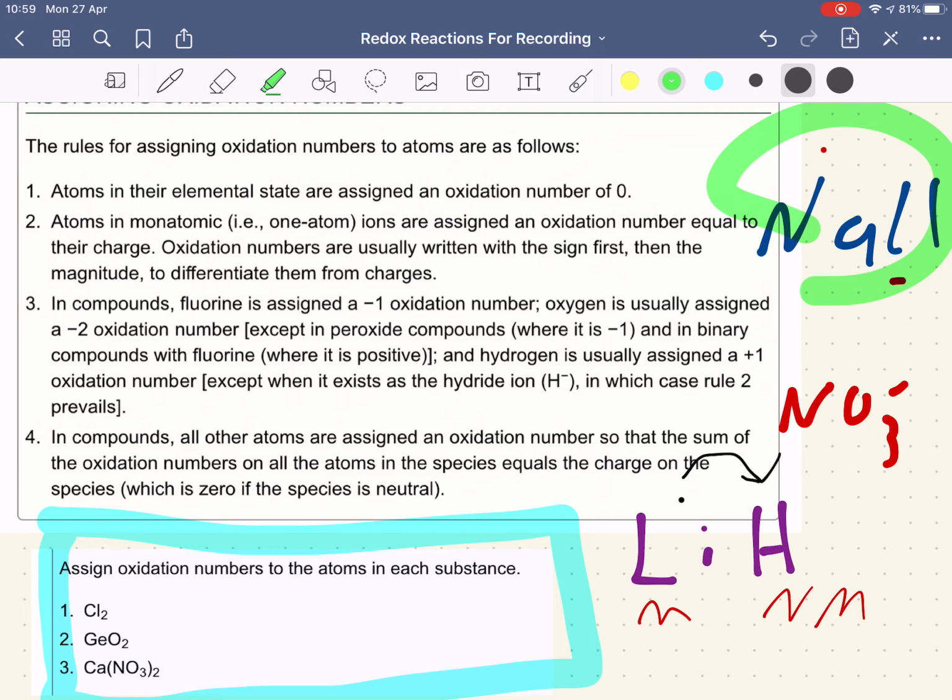Na plus, Cl minus. Combine those together, plus 1 minus 1, that's 0. So it's neutral. Okay? Sodium has an oxidation number of plus 1. Chlorine has an oxidation number of minus 1. Add those together, you get 0, it's neutral. So that's what rule 4 is saying here.